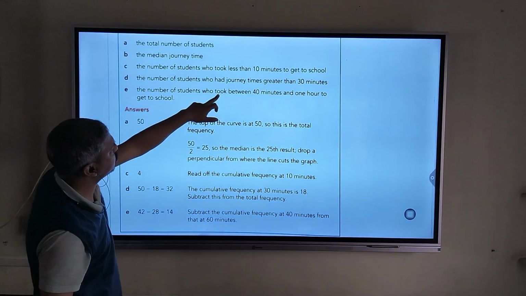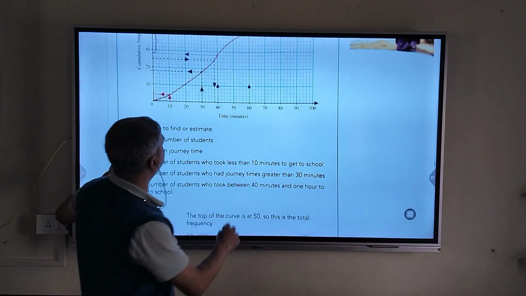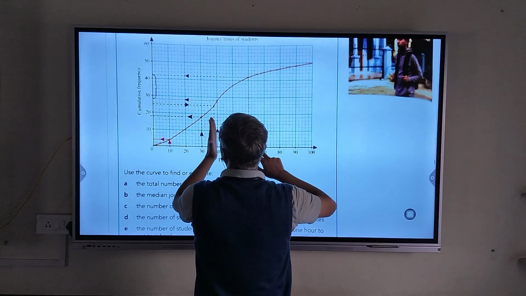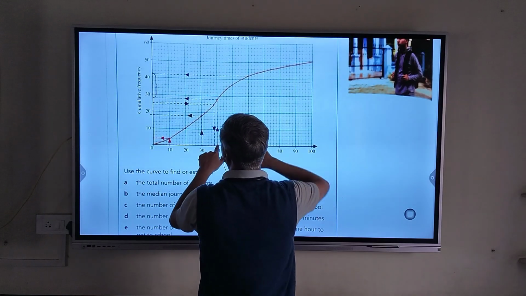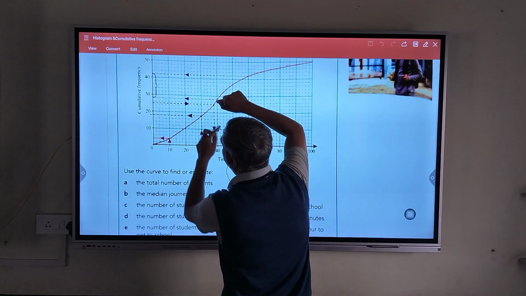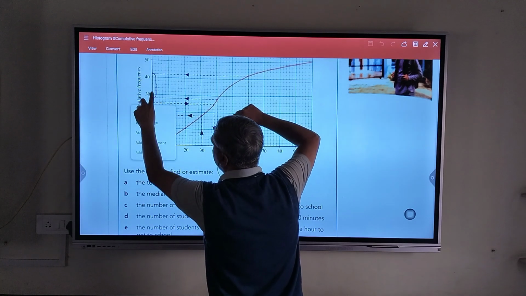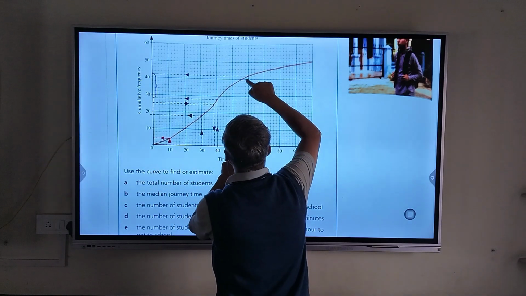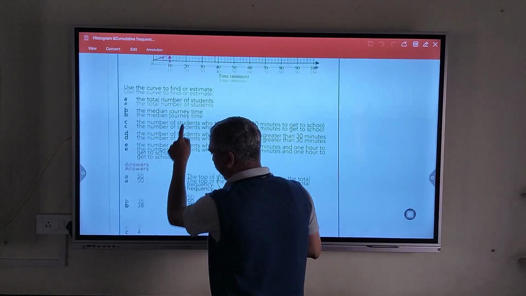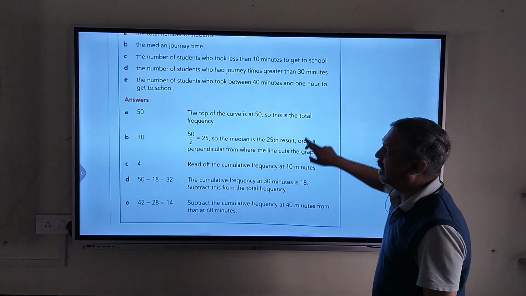And the number of students who took between 40 minutes and 1 hour. 40 to 1 hour. At 40, draw a vertical line where it cuts the graph. From here draw a horizontal line. We reach here. So this is 28. And from 60, drawing it here, it comes to 42. 42 minus 28 is 14. This is the answer.